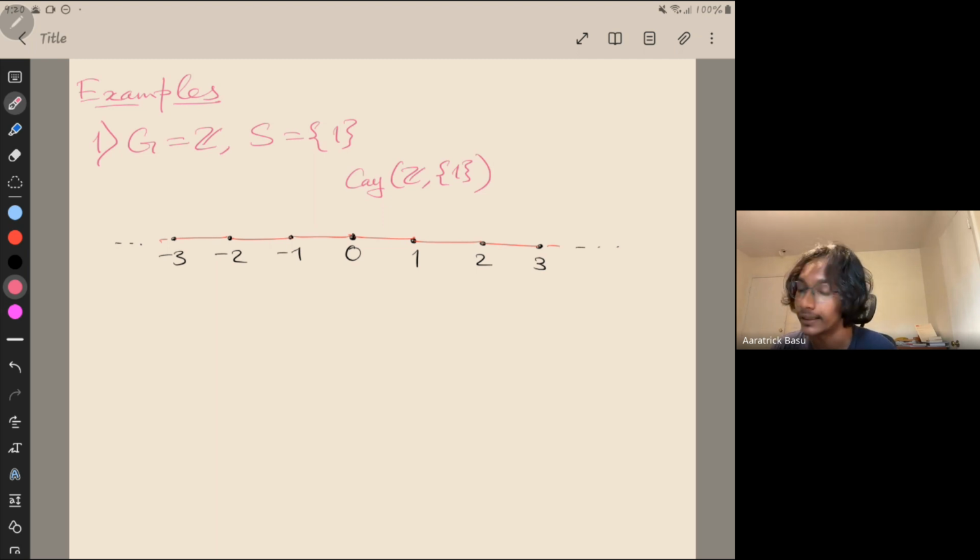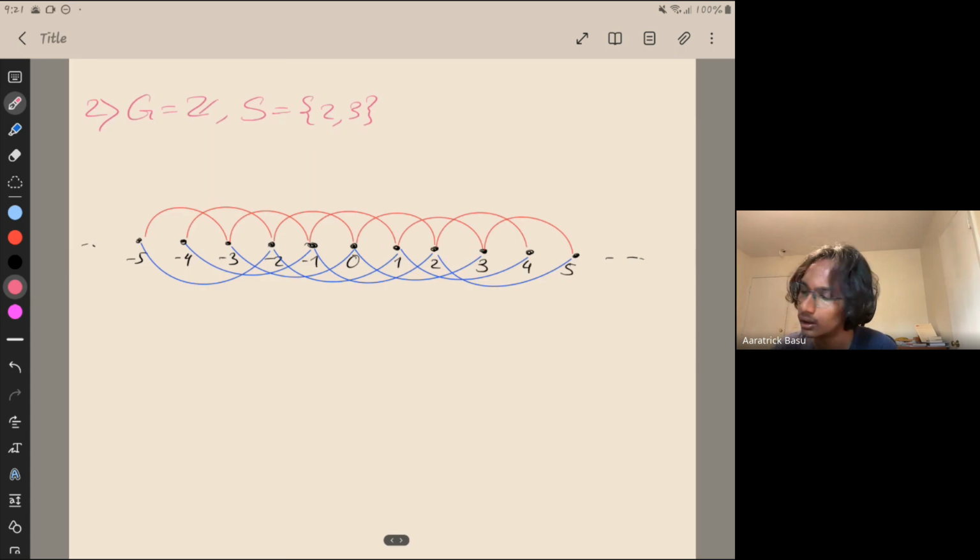Oh, by the way, I should mention the Cayley graph is named after Arthur Cayley, the same person after whom Cayley's theorem in finite group theory is named. So yeah, is it clear why this is the Cayley graph with this generating set for Z? Okay, I think so. Feel free to ask a question if you have one. So let's do something a little bit more interesting.